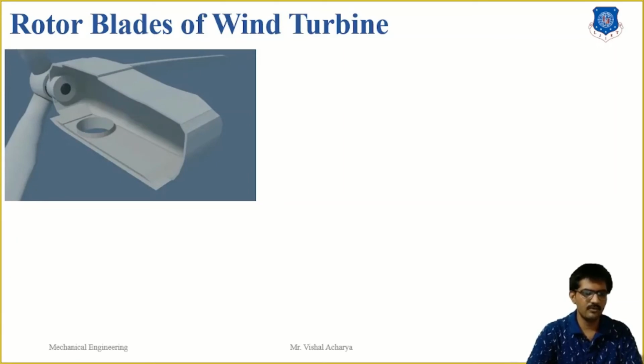Rotor blade of wind turbine. Here the blades are the main mechanical part of the wind turbine. The blades convert the wind energy into useful mechanical energy. When the wind strikes the blade, it rotates, and the rotation transfers its mechanical energy to the shaft. We design the blade like an airplane wing, or aerofoil shape.